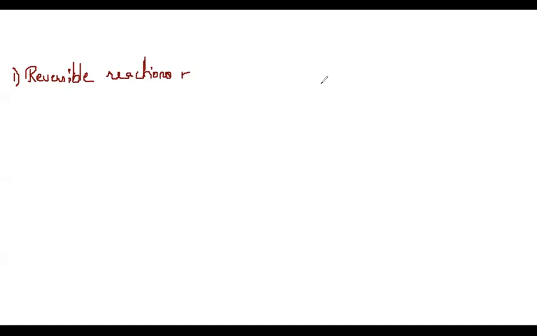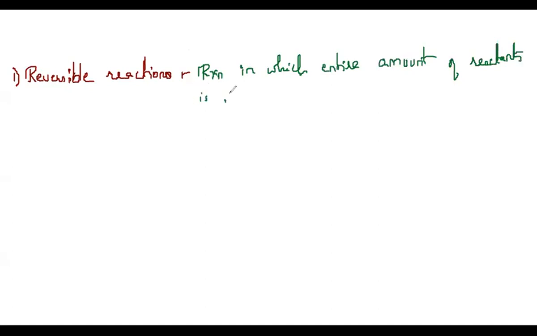So what do we mean by reversible reactions? Reactions in which the entire amount of reactants is not converted into products are called reversible. I'm defining it in a different way. Reactions in which the entire amount of reactants is not converted into products. Why am I saying so?